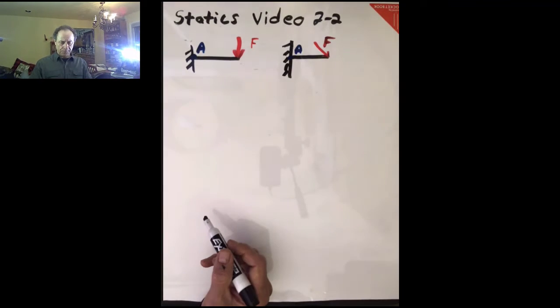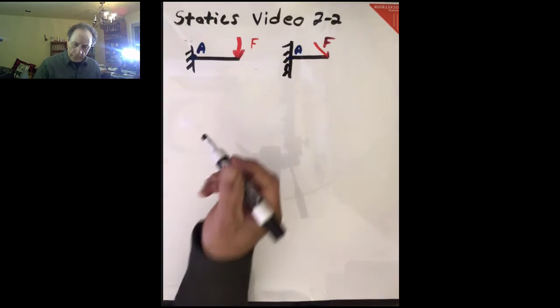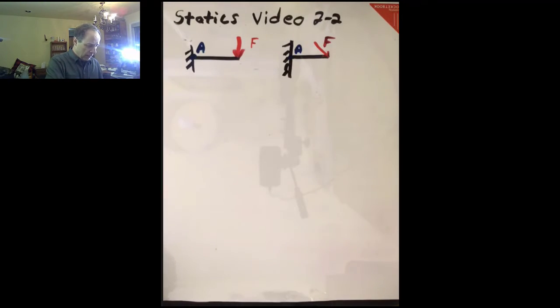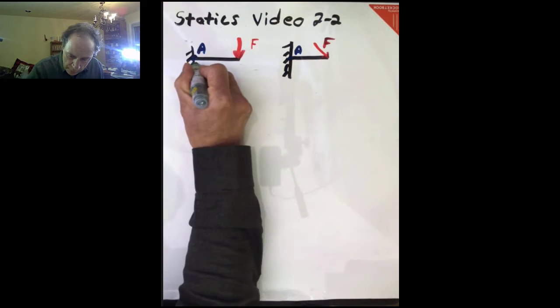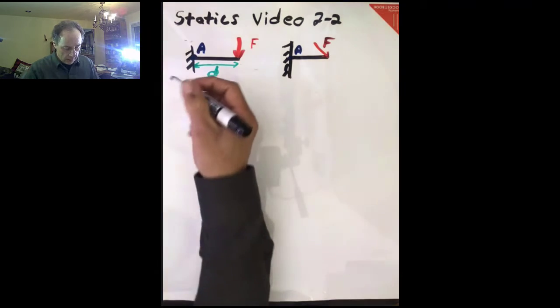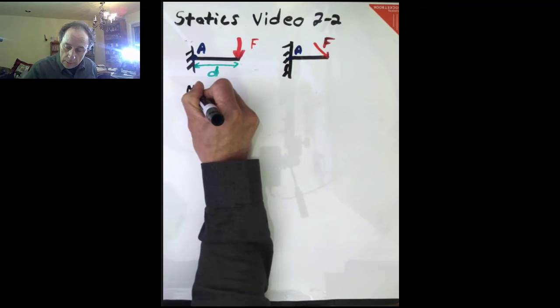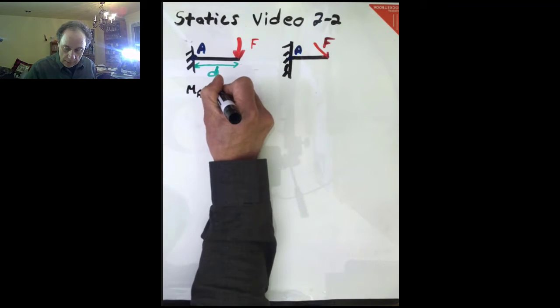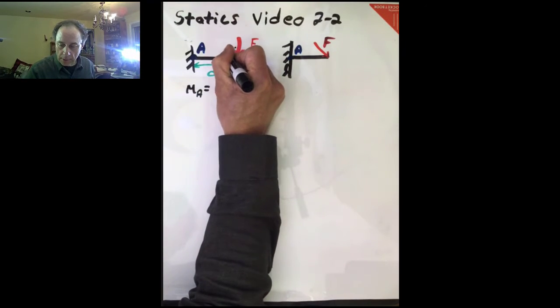Okay, so let's take a look at this. Let's just get this left one out of the way real easy. We already did that one. If this is D, this is what we've been calling this, then for this one, the moment about A is going to be just force times distance, right? Because they're perpendicular here.